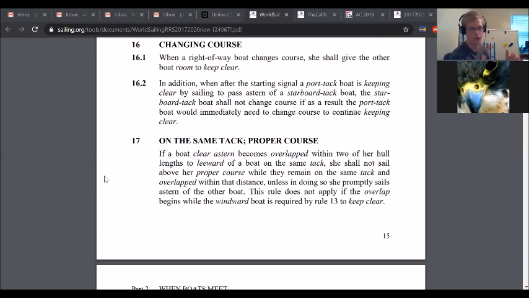And that one sentence or 2 sentences, however I said it, that's Rule 17. That's all we really need to know, right? So we do have to understand what proper course means. We do have to understand what establishing overlap from astern means. But beyond that, the rule actually breaks down pretty simply. So that's the basic stuff.